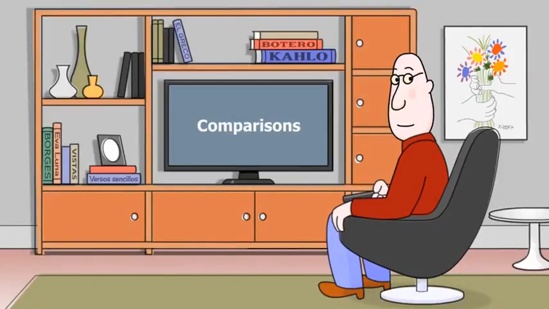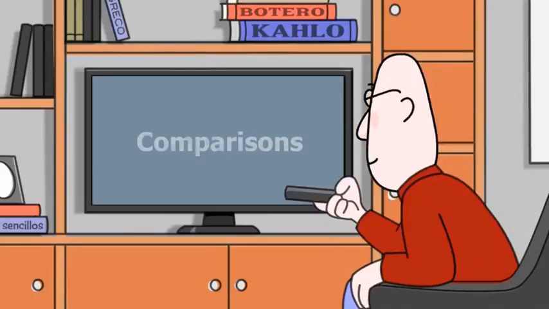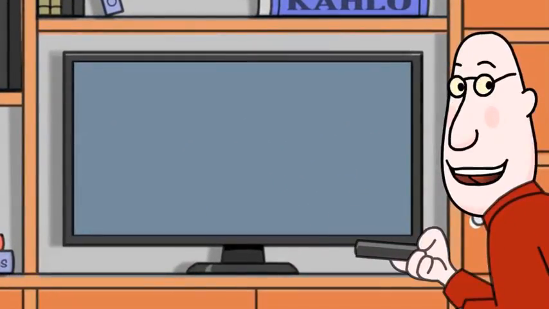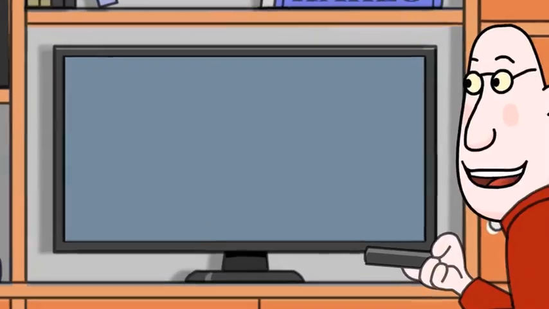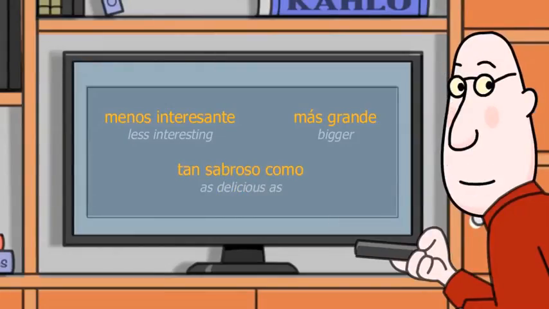Spanish and English both use comparisons to say which of two people or things has less, more, or the same amount of a quality. Look at these examples of comparisons in Spanish. Menos interesante. Más grande. Tan sabroso como. Let's start with the first two examples.